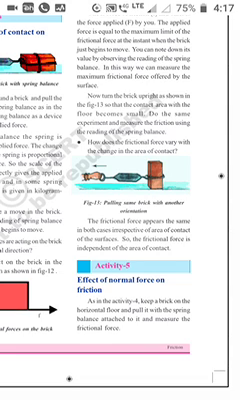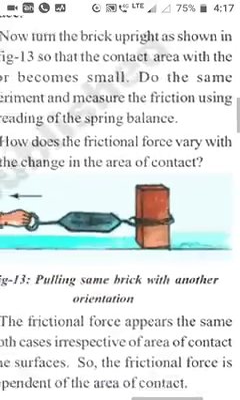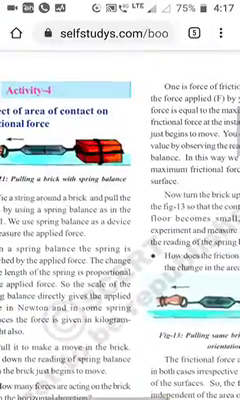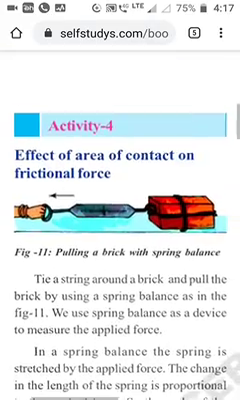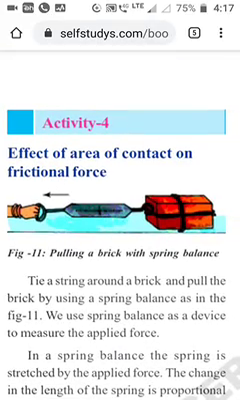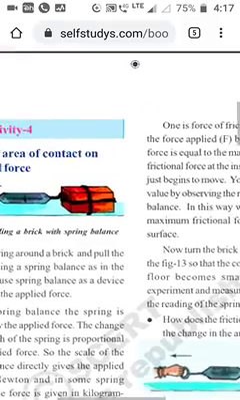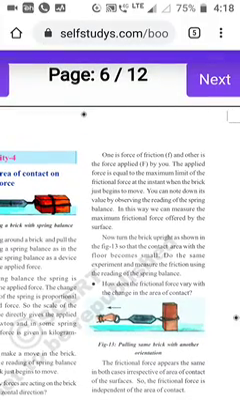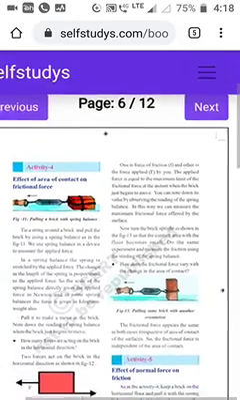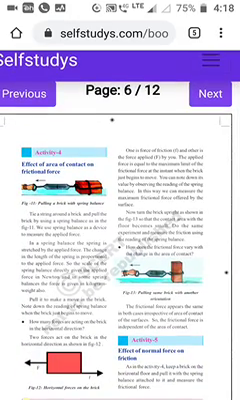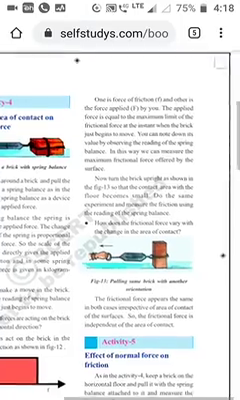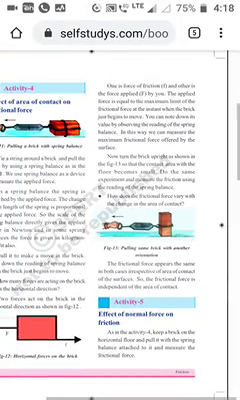In Activity 4, keep a brick on the horizontal floor and pull it with the spring balance attached to it and measure the frictional force. Here we have to observe by keeping the brick in the vertical position and also in the horizontal position, by attaching a spring to it. In that spring the scale is there, and by applying the force, we see how the brick moves. So what are the changes in friction between when it was horizontal and when it was vertical, we observed in Activity 4.